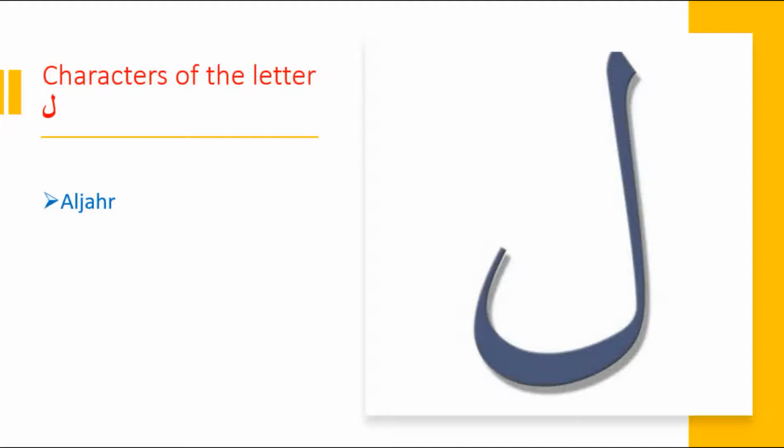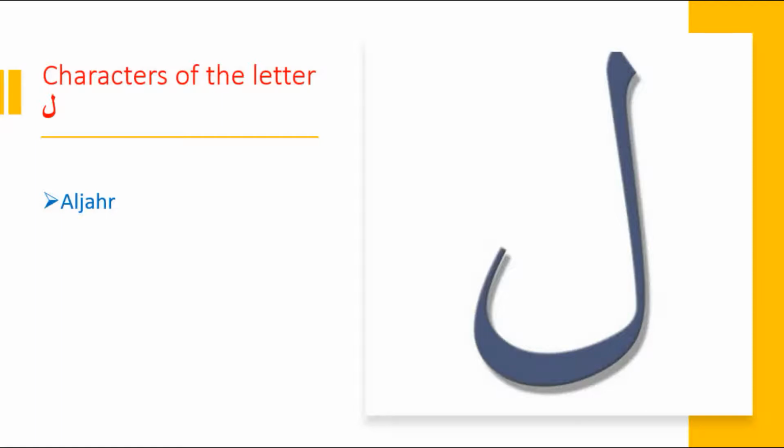If you say as, there is continuation of your breath. If you say al, there is no continuation. There is no running breath. So that is why we say jahr. Jahr literally means it is apparent, and technically means there is discontinuation of breath when you pronounce the letter.